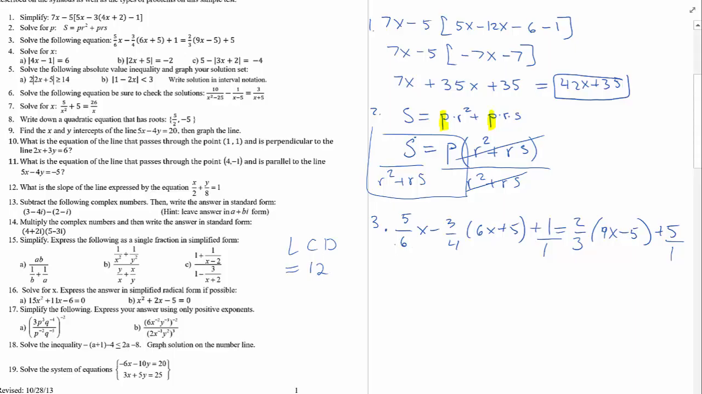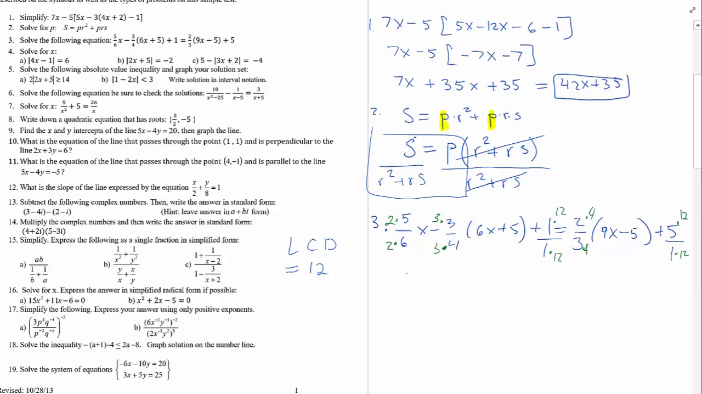So 6 will be multiplied by what? 2. So it's going to be multiplied by 2. I'm just going to use different colors. So times 2, times 2. This one, the 3/4, will be multiplied by 3. 1 we're going to multiply by 12. 2/3 we're going to multiply by 4. And 1 by 12, right? Okay, so let's see what we get. So 2 times 5 is, oh, now look.